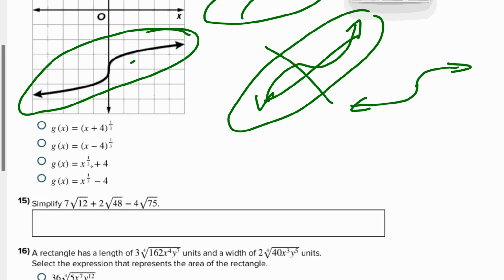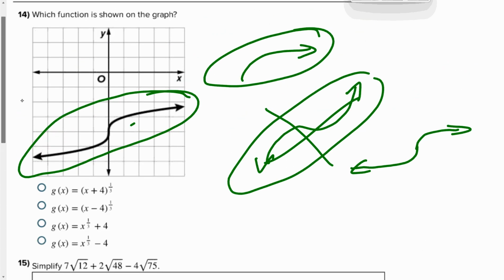So notice all thirds, thirds, thirds, those are all cube roots. But how does it move? We notice it moves down 1, 2, 3, 4. So we know we should be subtracting 4 after we take the cube root. Now you could plug in numbers, or you could graph these and see which one matches up if you want to do that. But we know it's going to move down 4.